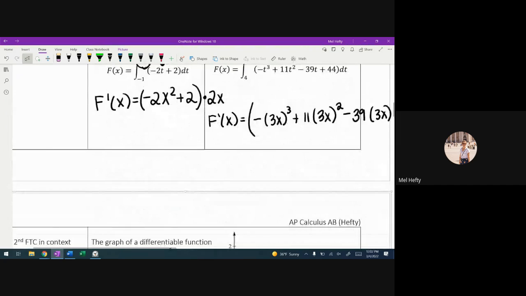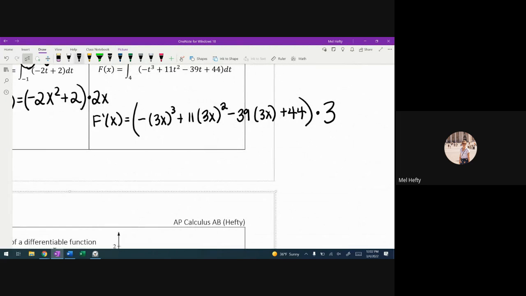Oh, yeah, you could definitely. Oh, you want to be careful, like this one right here. You'd want to square the 3 first, so that would be 9 times your 11, to make sure you're not doing 33x squared, because you have to do your exponents first in PEMDAS.